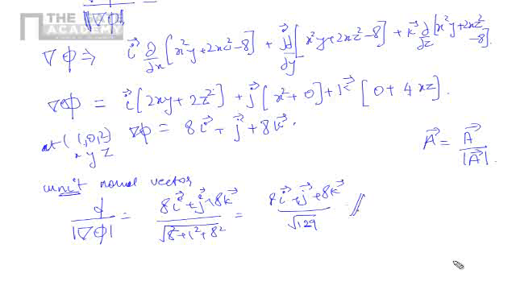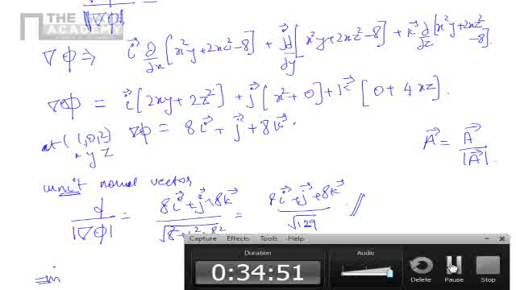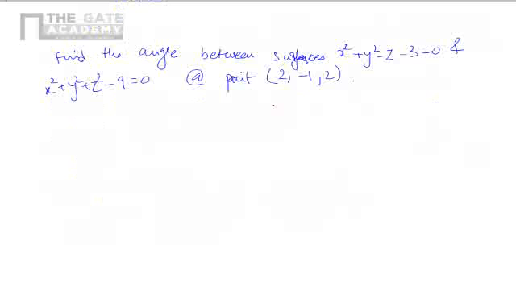Okay. Now let us solve one more problem. This is another interesting one. Let me take a new page for this. The question is: find the angle between the surfaces x square plus y square minus z minus 3 equal to 0 and x square plus y square plus z square minus 9 equal to 0 at 2 comma minus 1 comma 2. See, this is a very interesting problem.